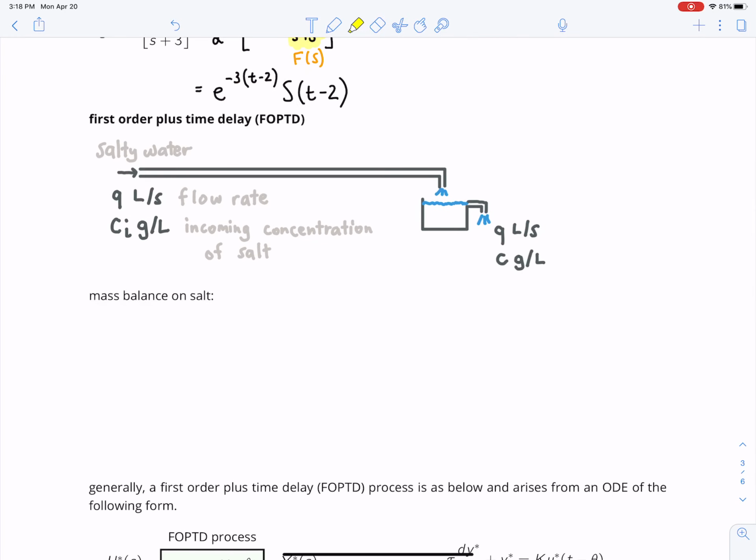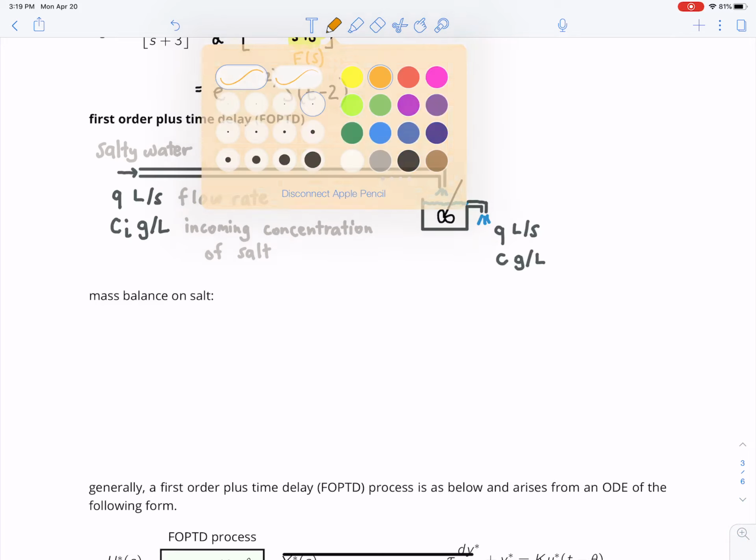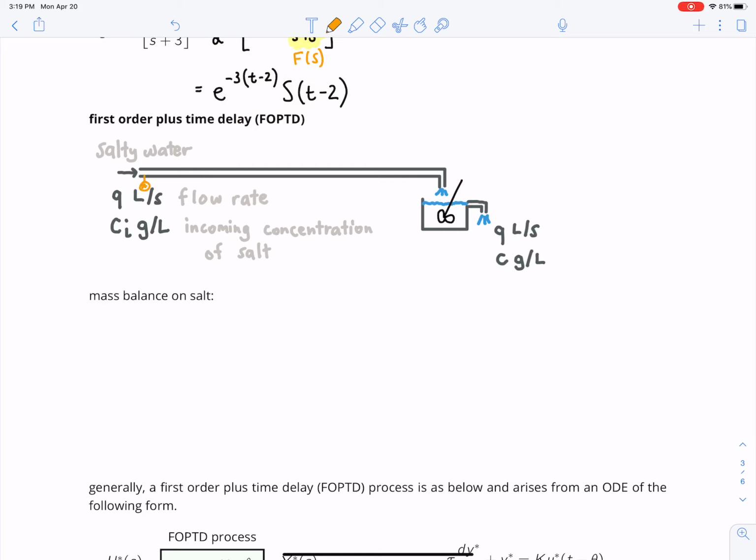So let's look at a concrete process that has a time delay, okay? So let's do our familiar saltwater mixer. What we have here, well, there's no salt flowing in, so this is a bit different, but what we have here is salty water, and it's coming in at a flow rate q, and the incoming salt concentration is Ci, and I want to emphasize that this is a salt concentration right here, okay? So here's your little salt analyzer. So this is your salt composition analyzer.